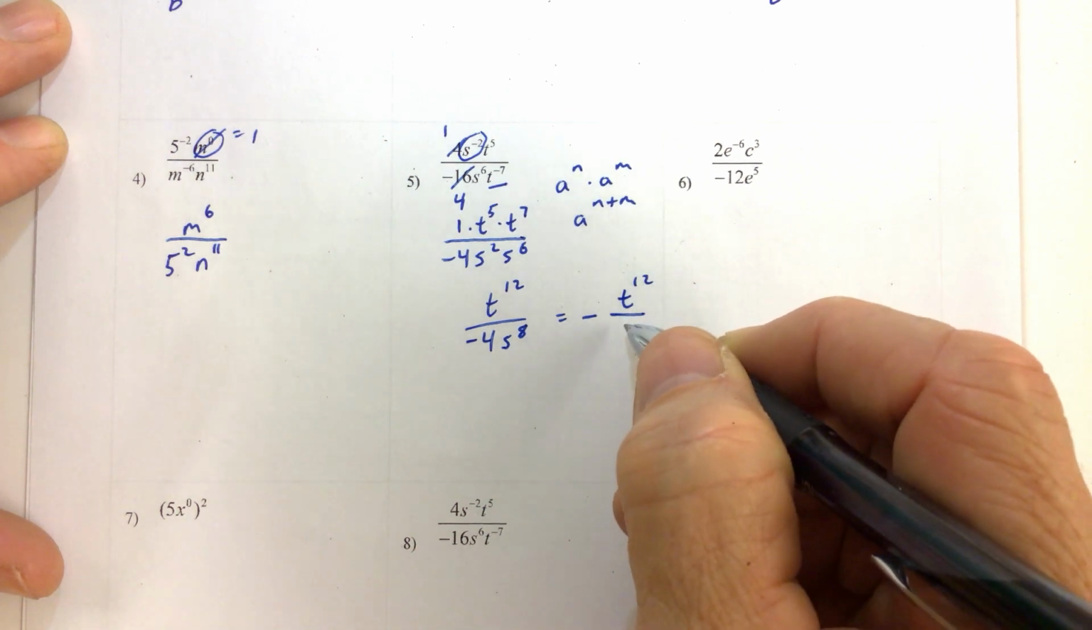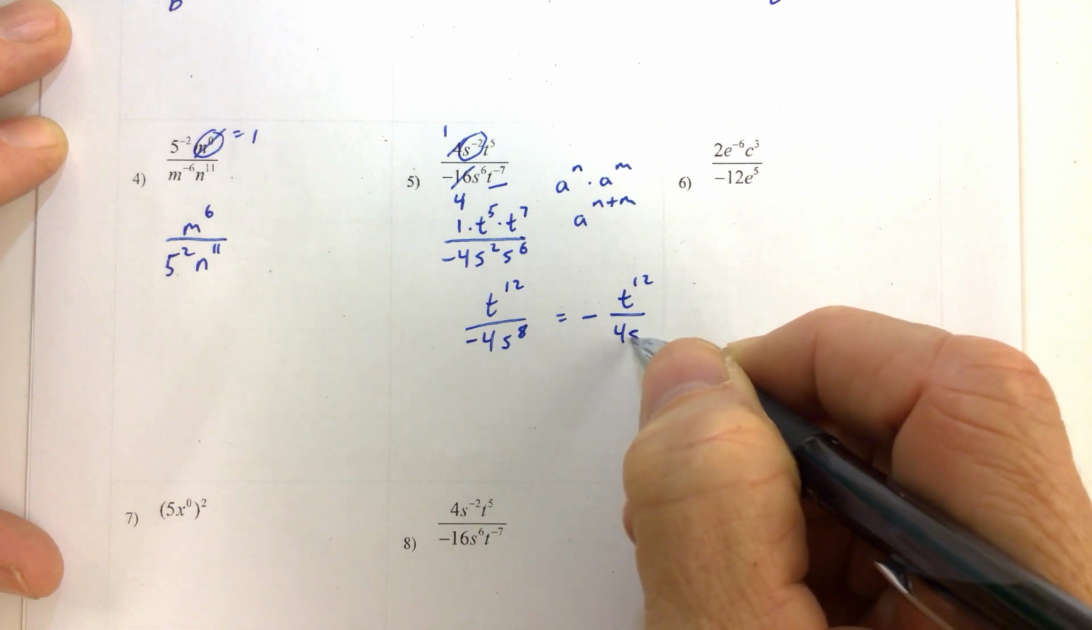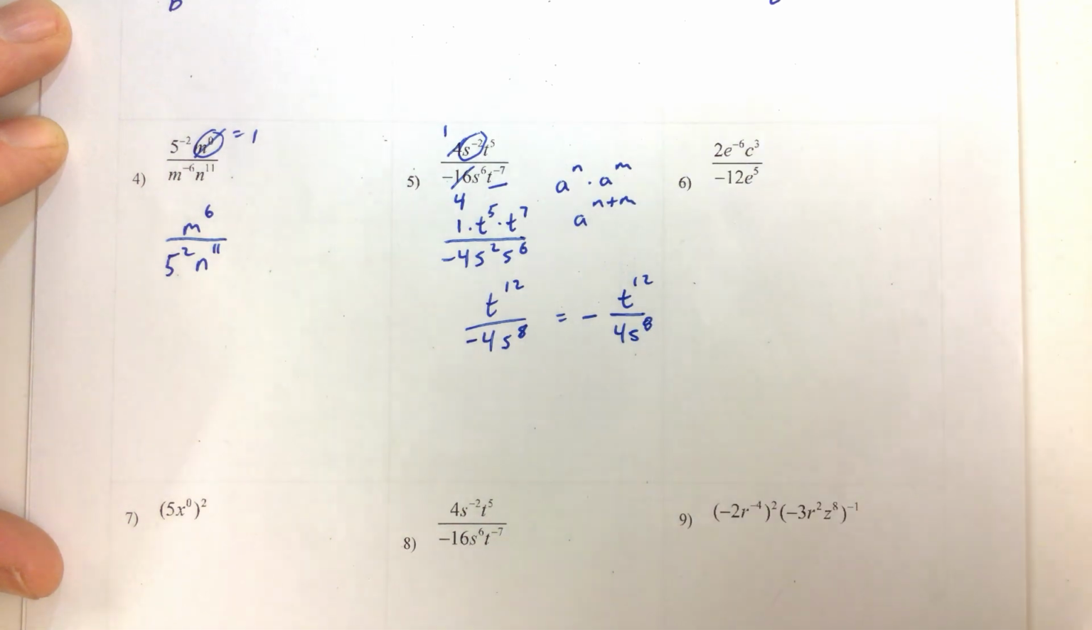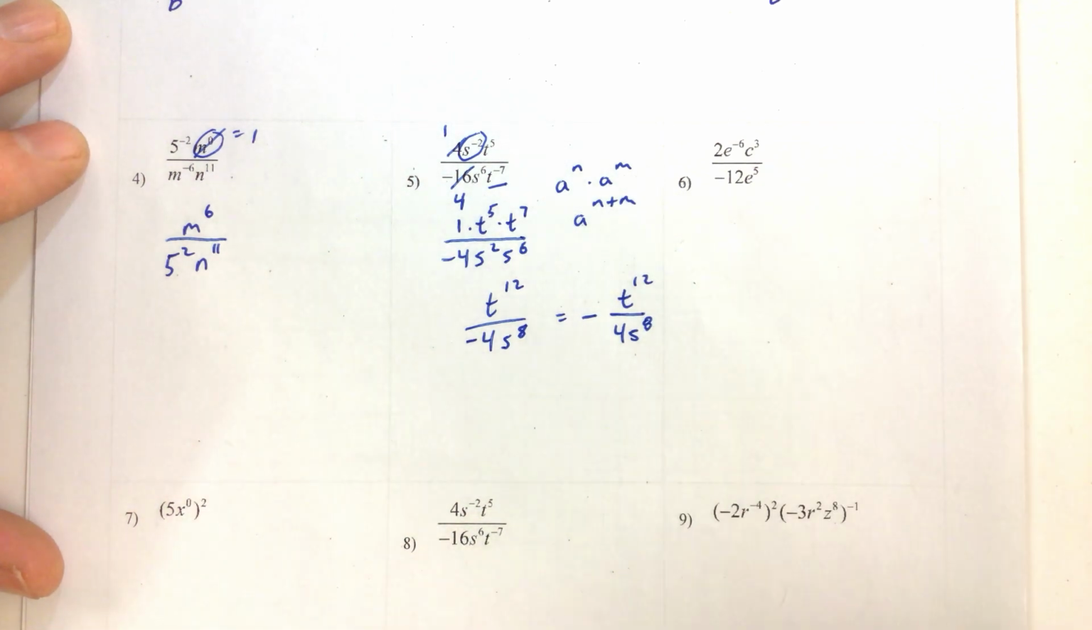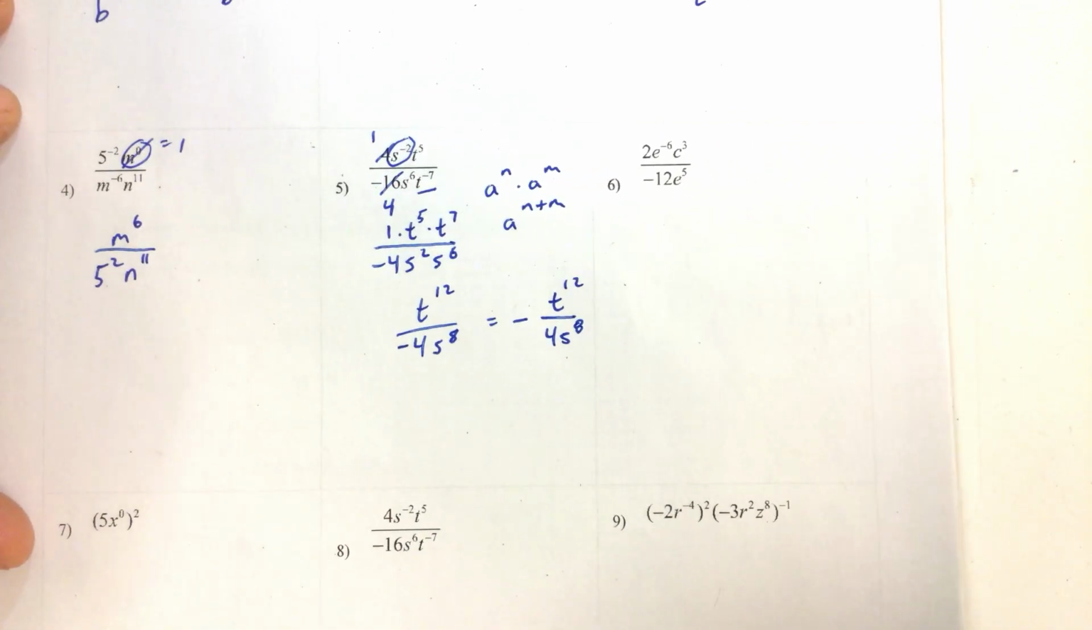We don't have to do that. So the most professional, I guess, way to write that would be negative t to the 12th over 4s to the 8th.